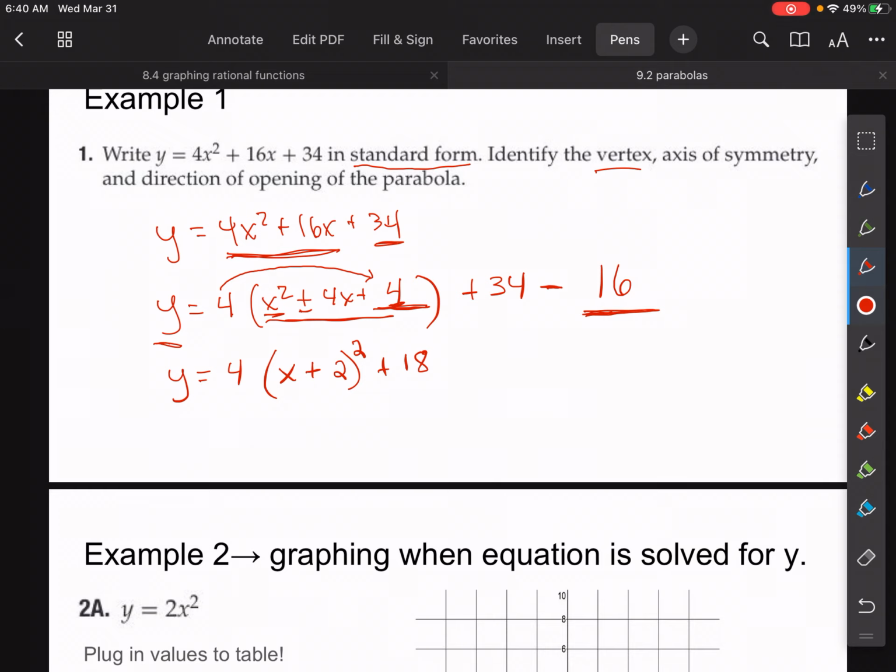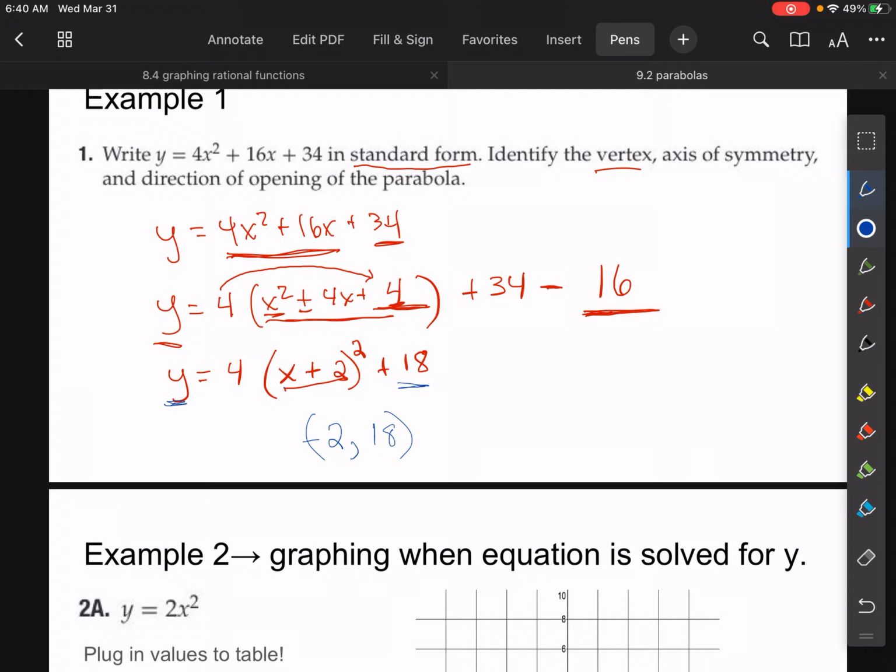So the vertex is whatever makes this guy go to 0. In this case, that would be negative 2, followed by this guy, 18. The reason the negative 2 came first is because this is a y equals. If it was the other way around, then the h and the k would be switched. So there's my vertex. Now that I know my vertex, they want to know the axis of symmetry.